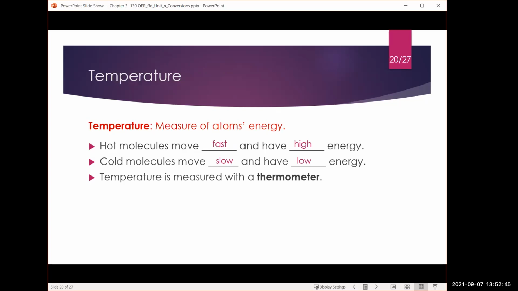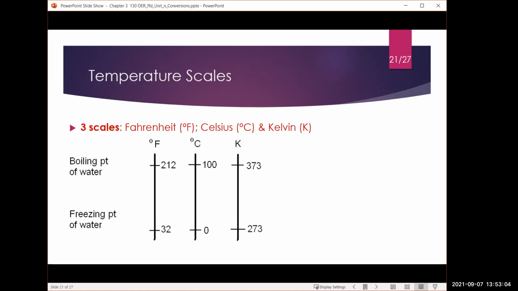Now, temperature is simply a measurement of the result of putting energy into a system, okay? Temperature is not energy. It's a measurement that results due to the amount of energy put into a system. Now, we have 3 scales. Obviously, we have the Fahrenheit scale.